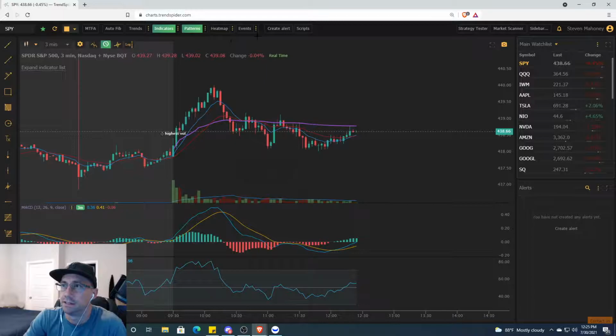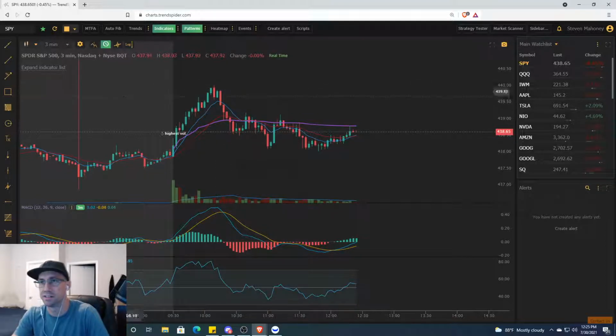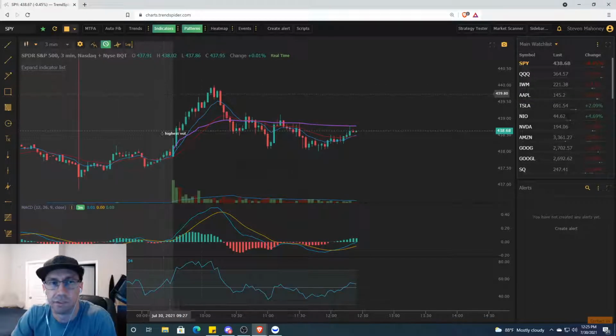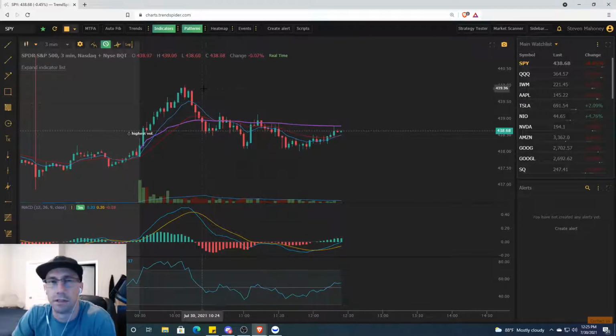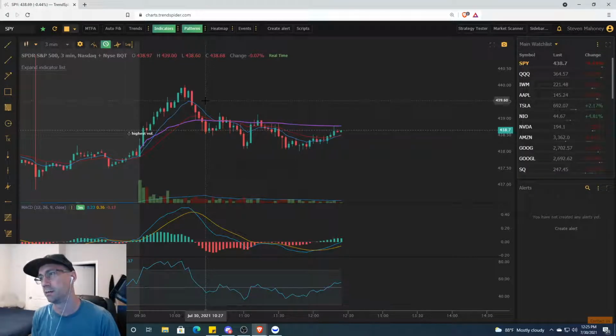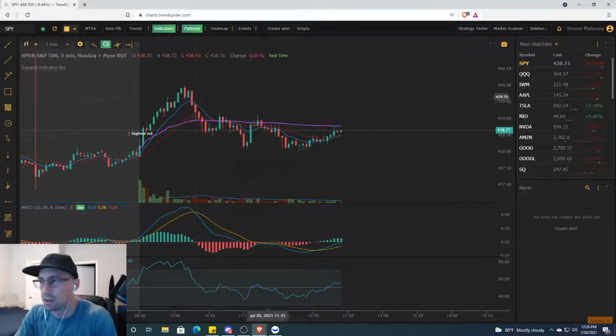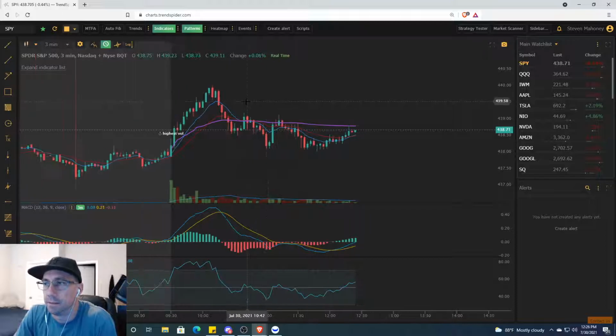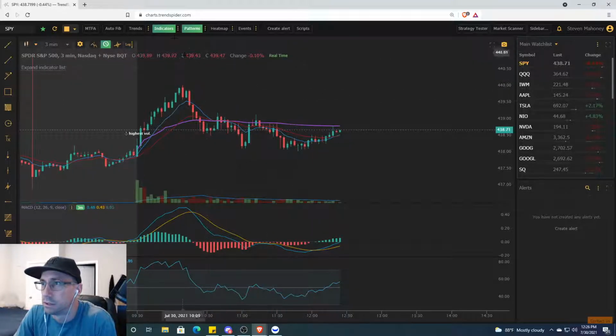So this is TrendSpider. Some of you may be familiar with it, some of you may not, but I started using this a few weeks ago, and this is where I do my charting. I look at TrendSpider on my left monitor, and I do my trading on my right monitor, and it's not bad. TrendSpider has a lot of nice, useful tools.